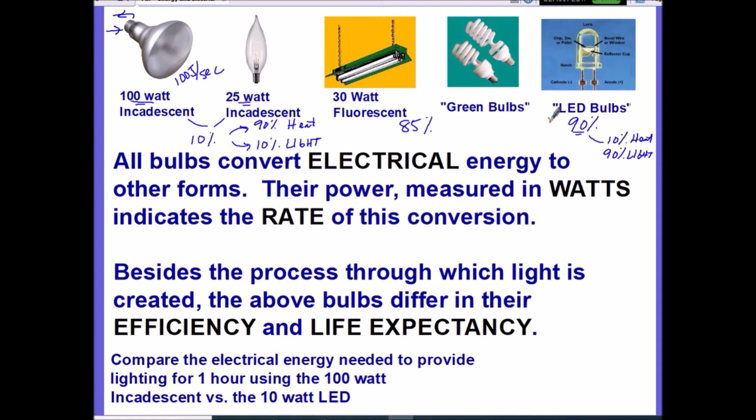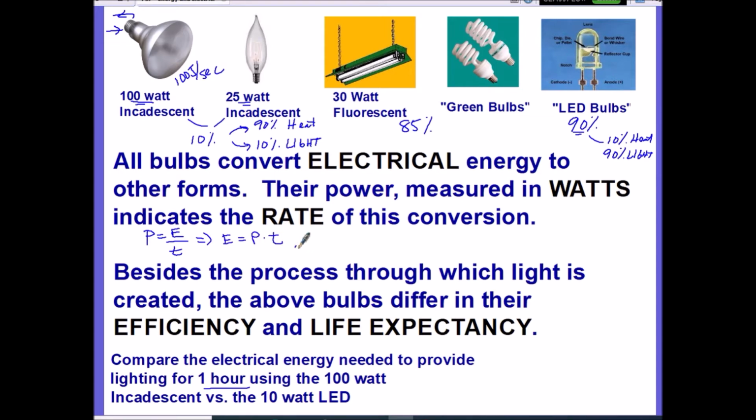Let's go ahead and take a look at this problem down here. Compare the electrical energy needed to provide lighting for 1 hour using the 100-watt bulb versus the 10-watt LED bulb. Okay, so again, if this is more efficient, then I should be able to provide the same amount of light just using less energy. Let's go ahead and compare those energies. I'm going to do that right here. Power, we said, was energy per unit time. Let's rearrange this to give energy. I just simply multiply power times time.